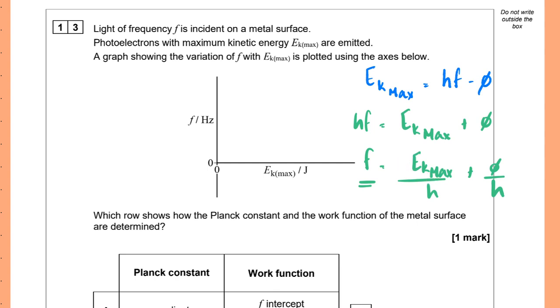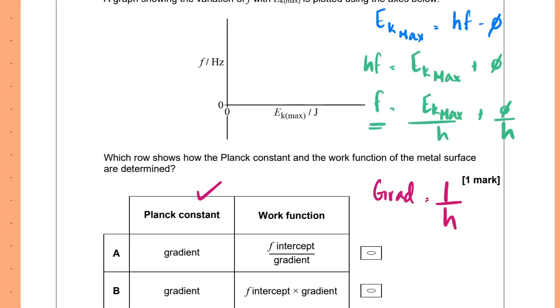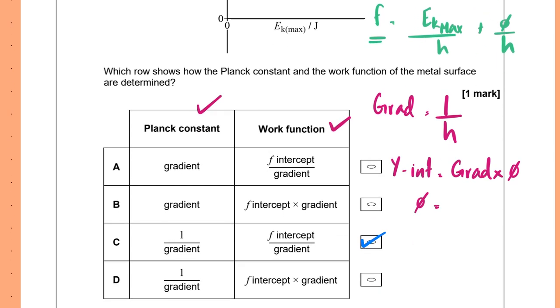So I can see from here that the gradient is 1 over the Planck constant. So if it asks for the Planck constant, then that would become 1 over the gradient. What about the y-intercept? So I can say that the y-intercept is phi over h. But if I look at my options, then all of the options are written in terms of the gradient. So I can say 1 over h is just the gradient. So y-intercept is the gradient times phi, and then phi, the work function value, becomes the y-intercept over the gradient. This is what the examiner calls the f-intercept. So the answer to this one is C.